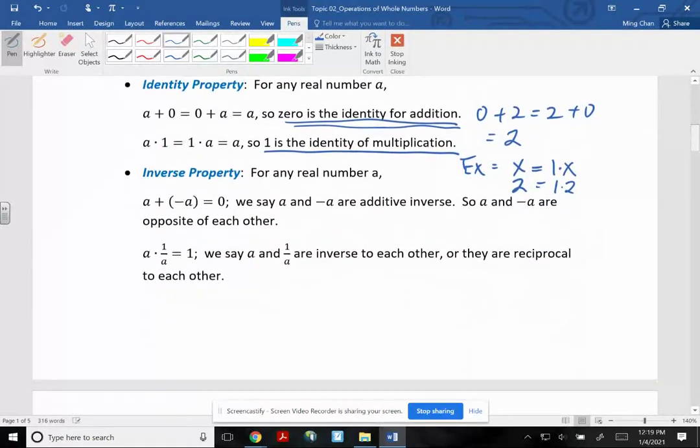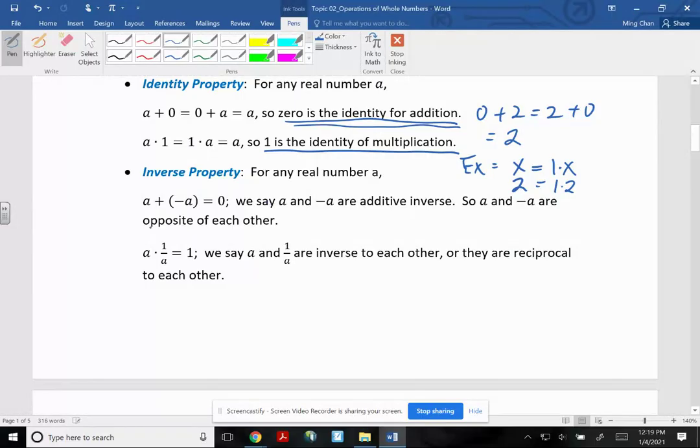The inverse property for addition says if you have a number plus its inverse, okay, then the answer will always be 0. For example, if I take a 2 plus its inverse, which is negative 2, the answer will always be 0. So we say the numbers a and negative a, or here, in my example, 2 and negative 2, are called additive inverses. Okay? Now, the wording I normally use when this happens, I will say that the numbers 2 and negative 2 are opposite to each other. Opposite means opposite signs.